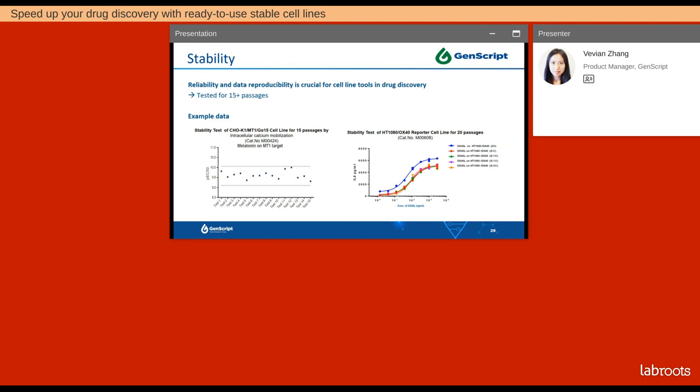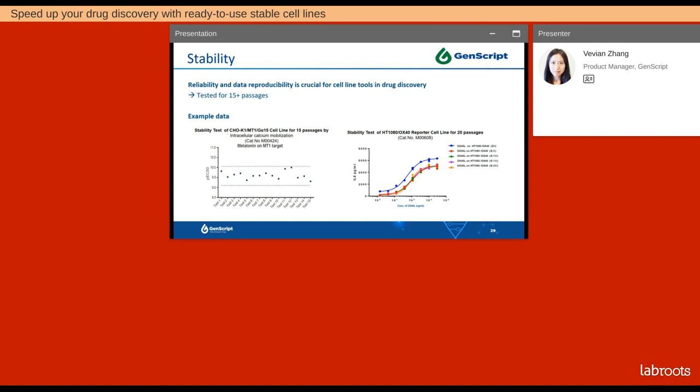First of all, I want to talk about the stability. When you use cell lines in your drug discovery project, I encourage you to think about your data reproducibility. This can only be guaranteed by a highly stable cell line. Therefore, all of our stable cell lines are tested for their stability for more than 15 passages.